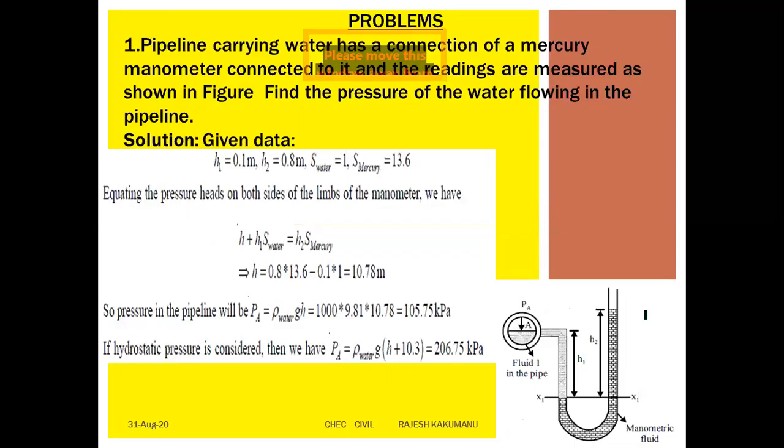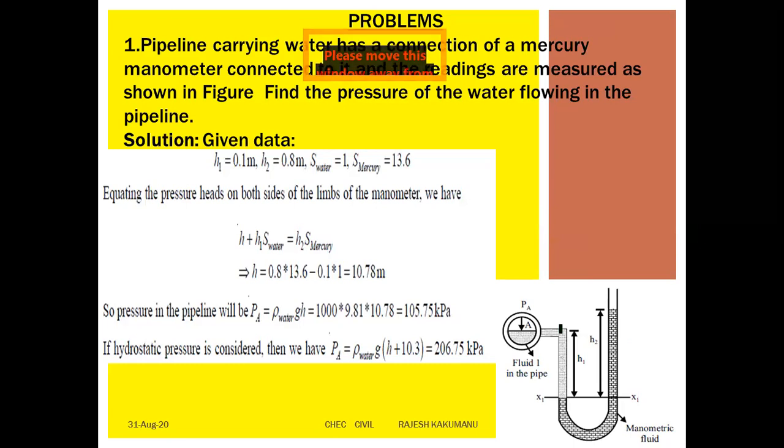Now if you see the problem related to the U-tube manometer. Here, the pipeline carrying the water has a connection of a mercury. So inside the pipeline, what is the fluid you are having? You are having a mercury as a medium. Here the pipeline is carrying the water.